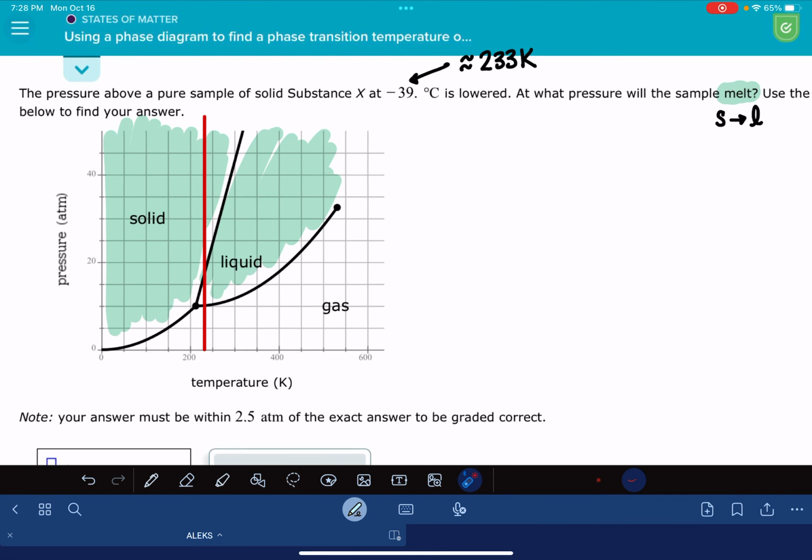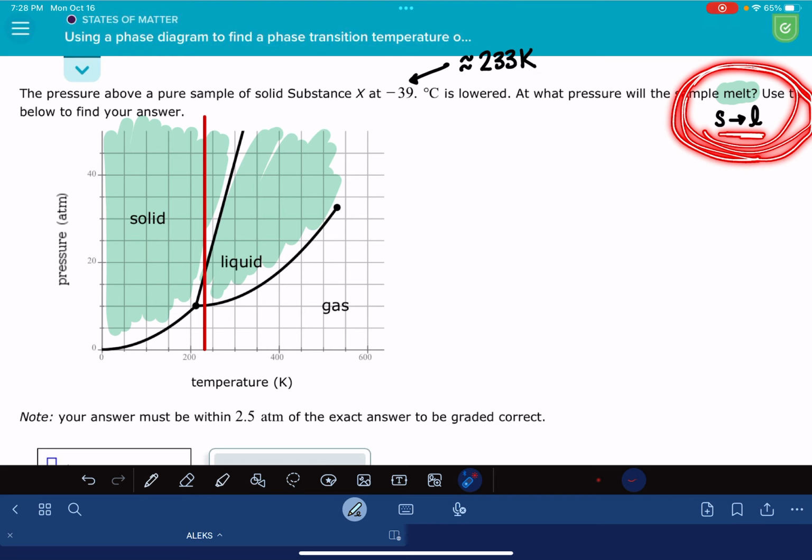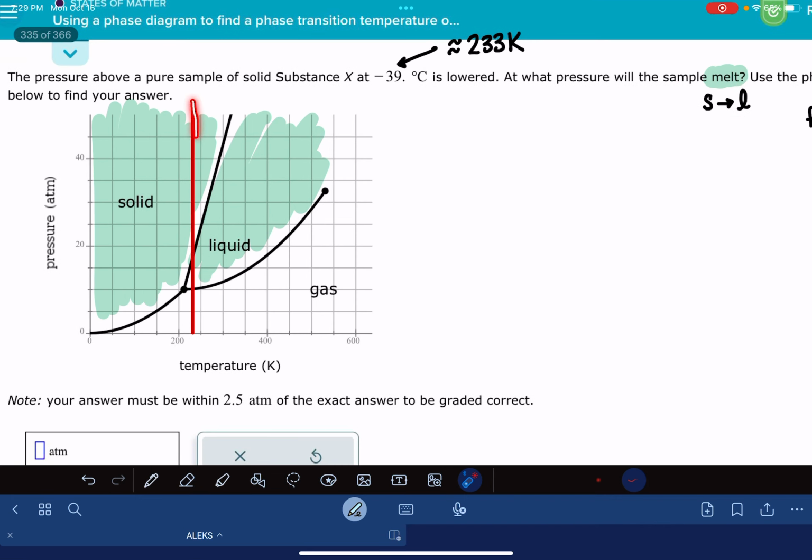Again, we're going to think about what our phase transition is and what direction we're going. In this phase transition, we are going to be working on the line that we drew. So for solid to liquid, I'm going to be moving along this vertical line that I drew, going from the solid area to the liquid area. For my particular graph, I'm going to pick a different color. I'm going to be going this way on my line.